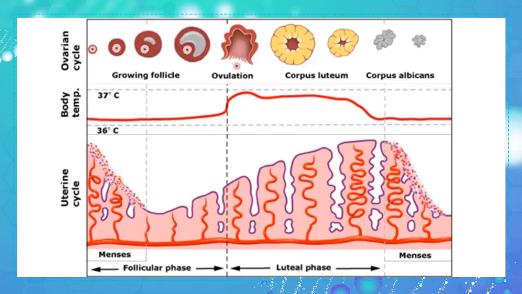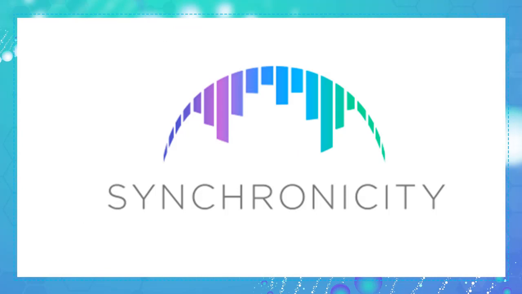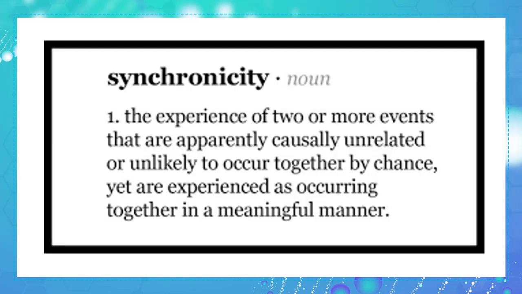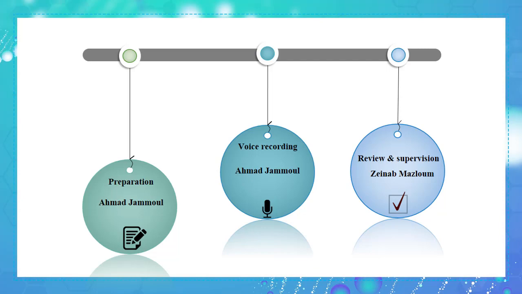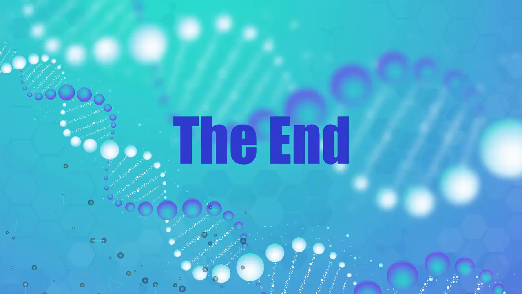Although these modifications occur in different organs, they are parallel to each other, so we say these modifications are synchronized. Have you ever heard of the word synchronicity? By definition, it is when events that seem to be unrelated occur together in a parallel way. But does synchronicity of events in the female body occur only by coincidence, or does this synchronicity indicate an underlying regulation? This is what you will find out in the next document.